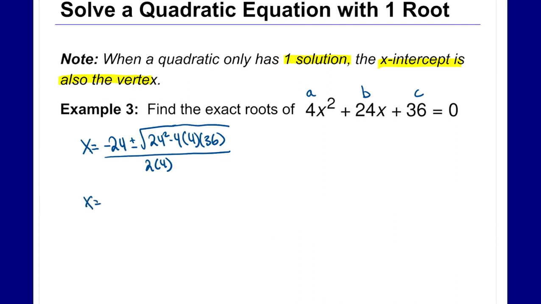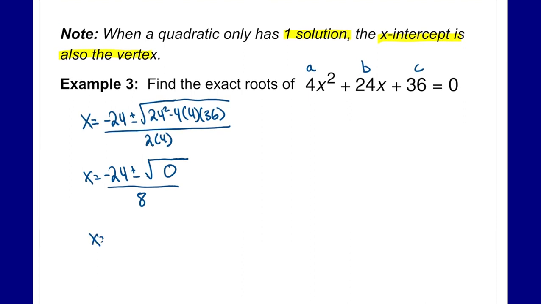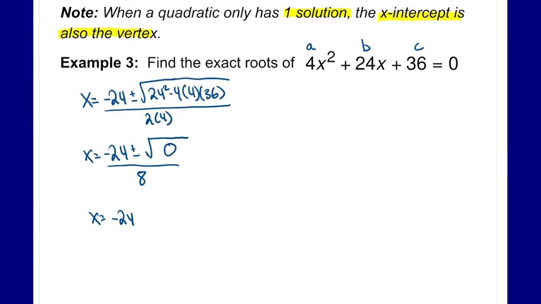X is equal to negative 24 plus or minus. Everything under the discriminant, or under the root, works out to 0. We can divide by 8, 2 times 4, and we get x is equal to negative 24. Now, when we take the square root of 0, it's 0. It doesn't really matter, so we don't really add or subtract anything.